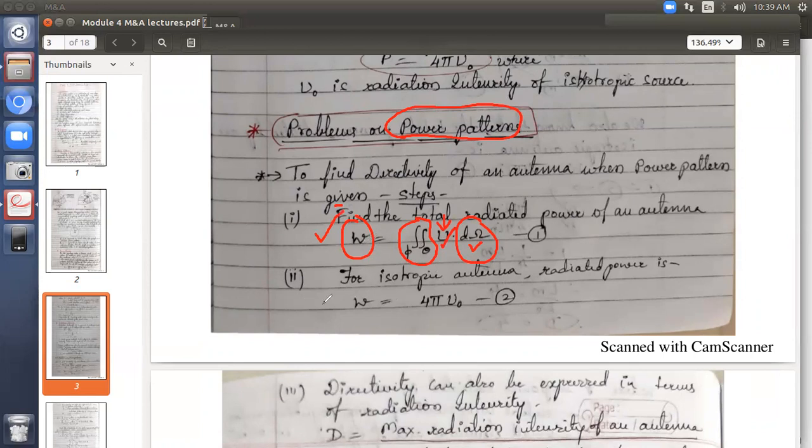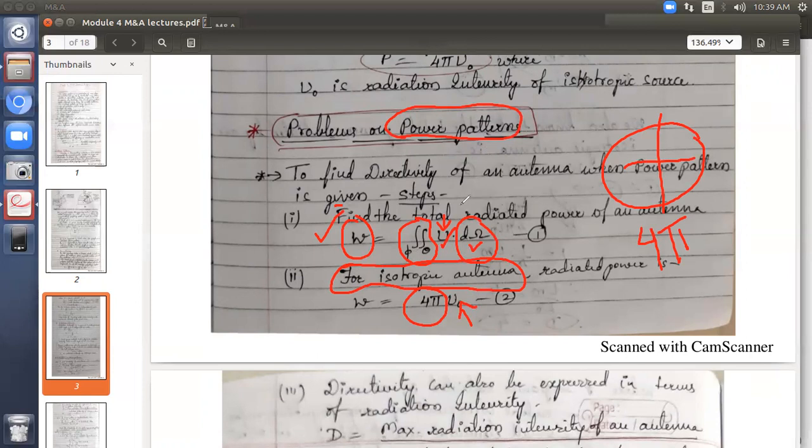After that, the second step is for an isotropic antenna. You know that an isotropic antenna is a hypothetical antenna which radiates uniformly in all directions. So if you consider all directions, this is two-dimensional. If you take the three-dimensional system, the power pattern for an isotropic antenna is what? A sphere. So it is covering 4 pi radians. Hence, the total radiated power is 4 pi into U naught. This is your second step.